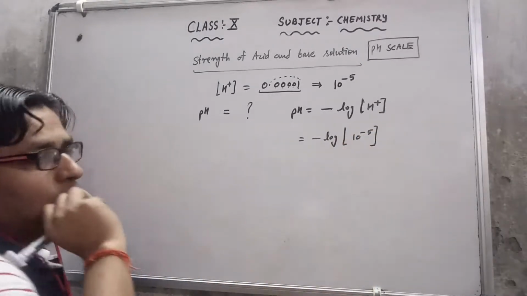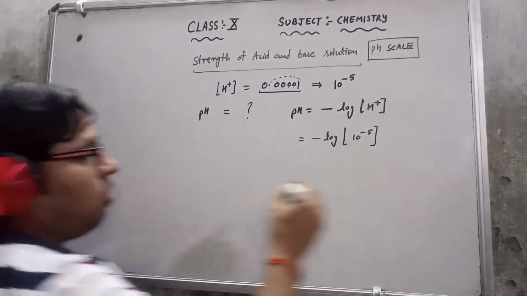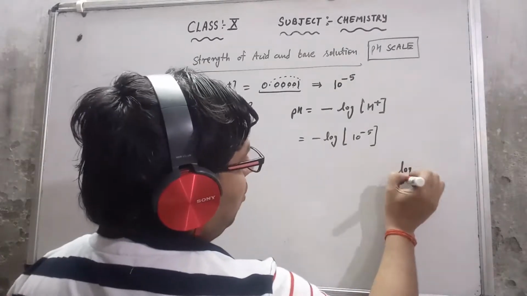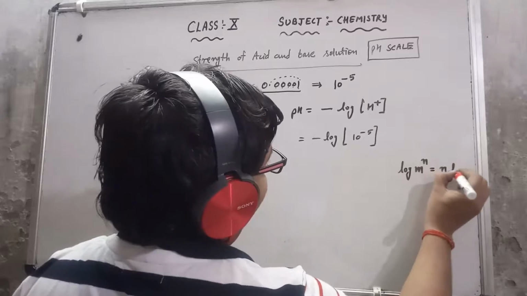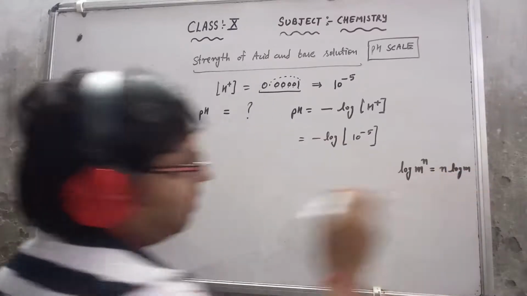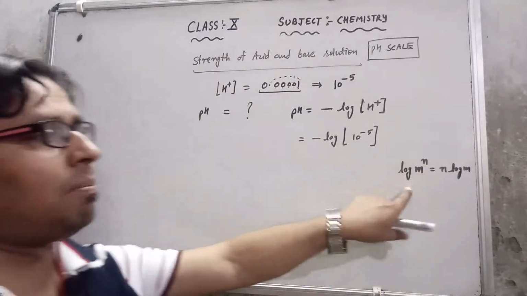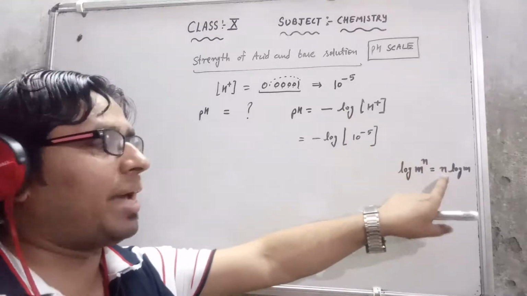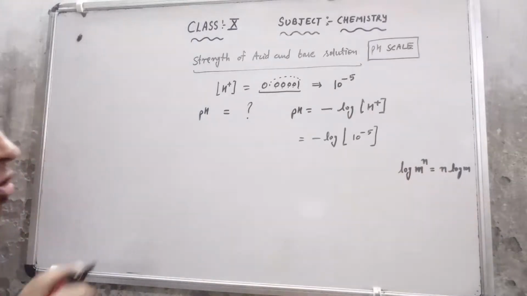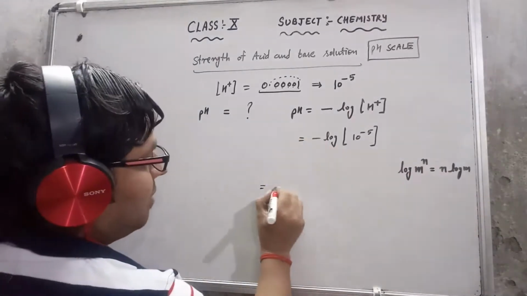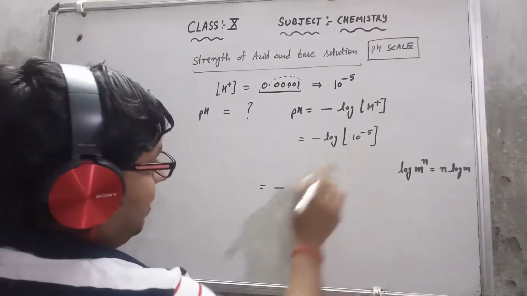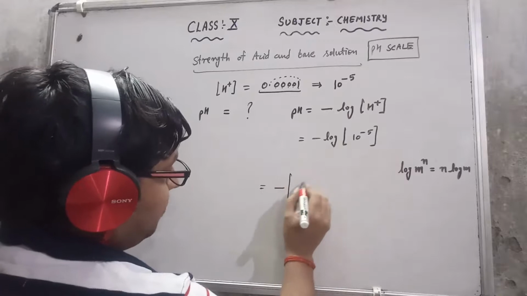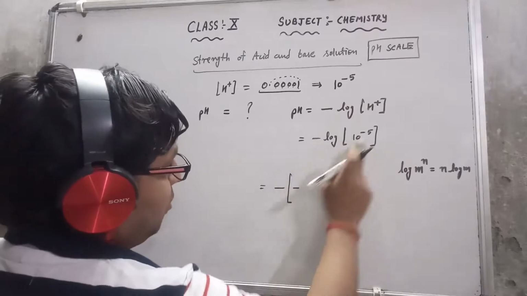Now here I am using one formula related to log. This is log m to the power n equal to n log m. That is the formula, and the same I am using here. This is the minus. Now this is a bracket. The power is coming because this is the power n.